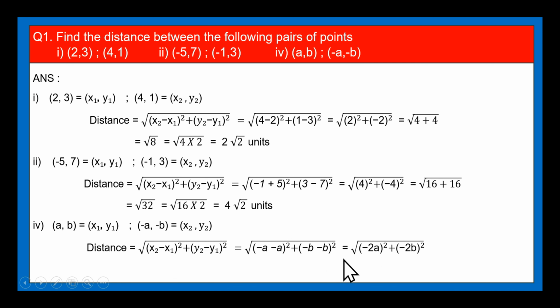Minus whole square is plus 2 square, which is 4a square. 2 square is 4 and a square is a square. Plus minus whole square, minus into minus is plus, 2 square is 4b square. This is equal to, let us take 4 common, 4 into a square plus b square. Root over 4 is 2, so 2 into root over a square plus b square units. Is it clear now? Good.